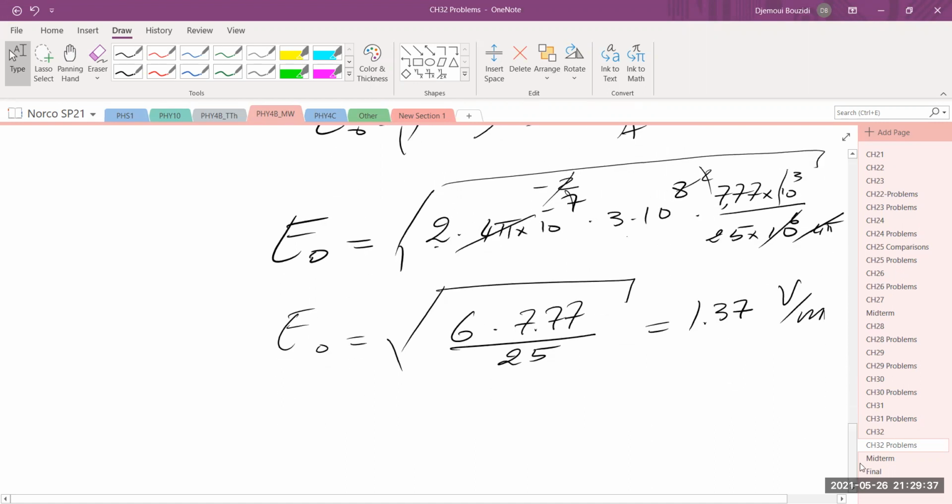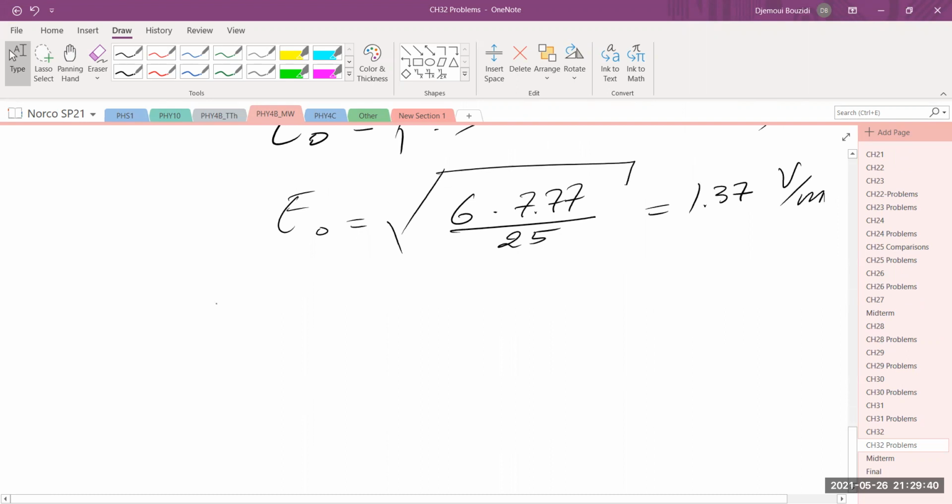As a matter of fact, we're supposed to find the strength of the magnetic field. The strength of the magnetic field B naught is supposed to be equal to E naught over c. And this is also another result that we found in the lecture. So it's going to be 1.37 divided by 3 times 10 to the power 8. And it's going to be in Tesla, of course.